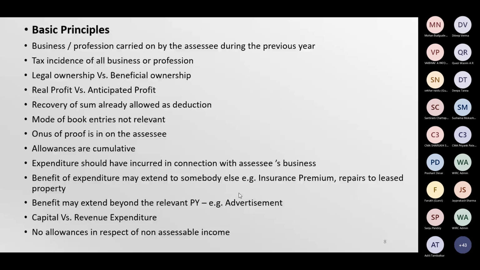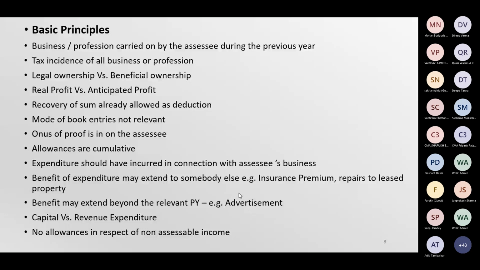Then mode of book entries is not relevant. Let me give you a simple example. Let's say you are running a nursing home or a clinic, and you have hired some therapists or specialized persons. Let's say your turnover is 1 crore rupees and you are paying 60 lakh rupees to those experts. In your books of accounts, you have netted off this 60 lakh against 1 crore of turnover, showing turnover only as the net amount, that is 40 lakh rupees. Now, this is not allowed.